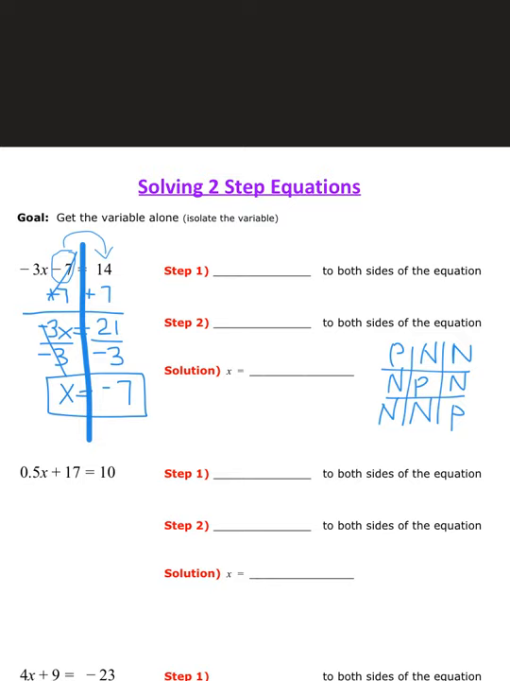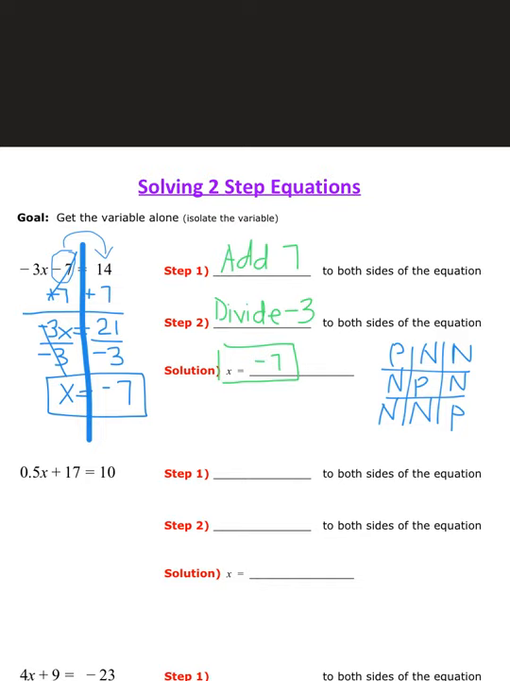So when I look at the steps, the first step says we're going to do blank to both sides of the equation. So the first thing we did was we added 7 on both sides. After we did that, we then divide by negative 3. And in the end, we get x equals negative 7. So that would be your answer.